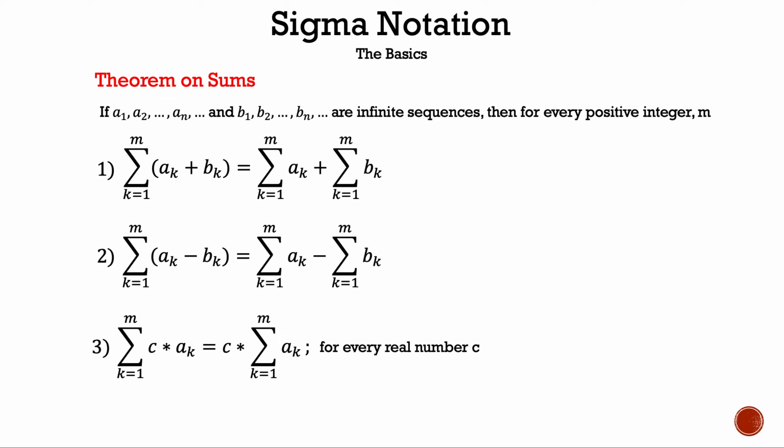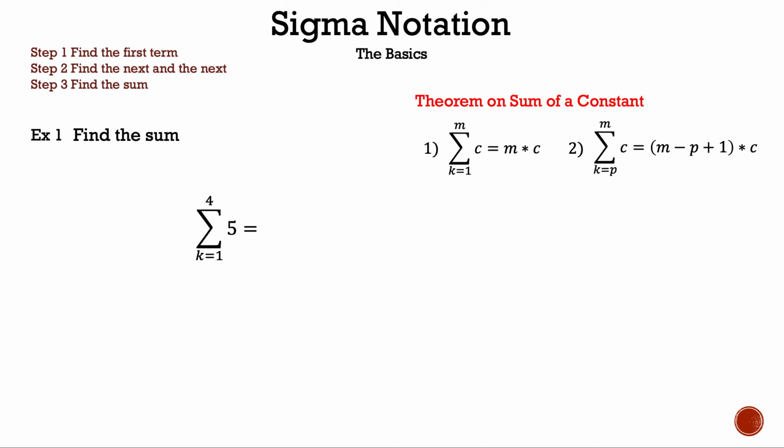Now that we know the notation and seen all the theorems, let's start example 1. Let's read the steps. Step 1, find the first term. Step 2, find the next, and the next. Step 3, find the sum. Now, let's read the question. Find the sum of the summation of 5 as k goes from 1 to 4. We already have the theorems that we might use on the top right.